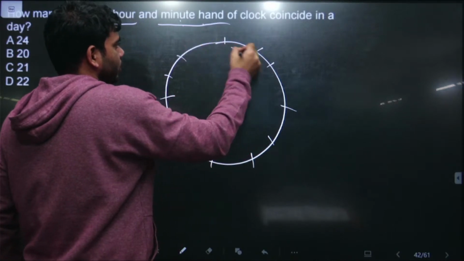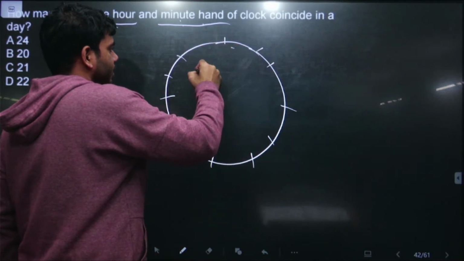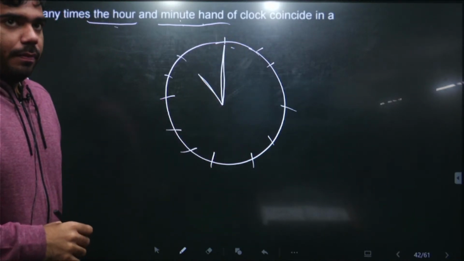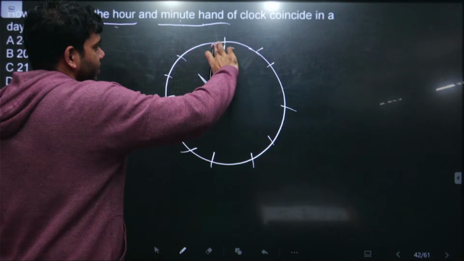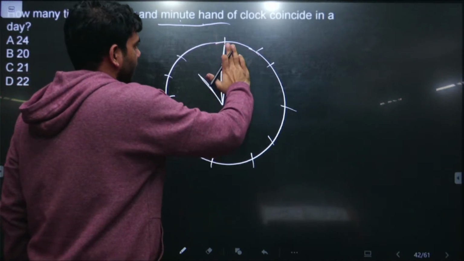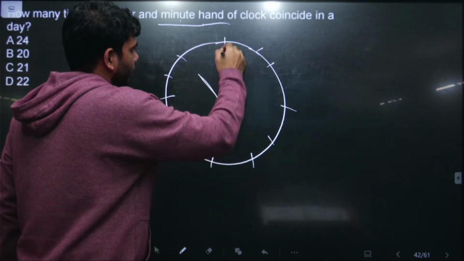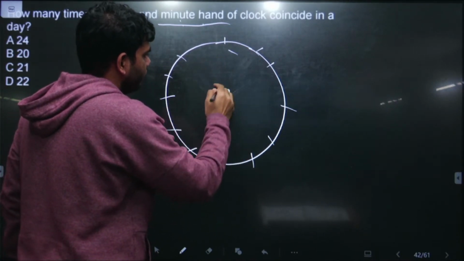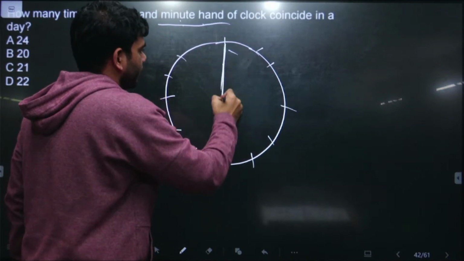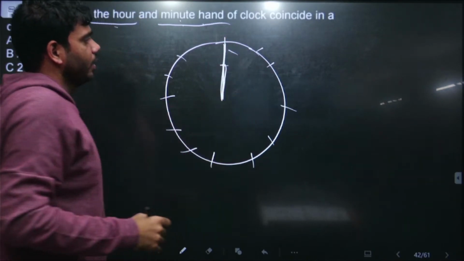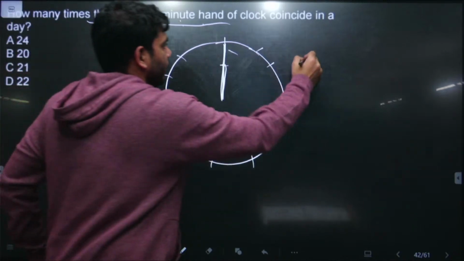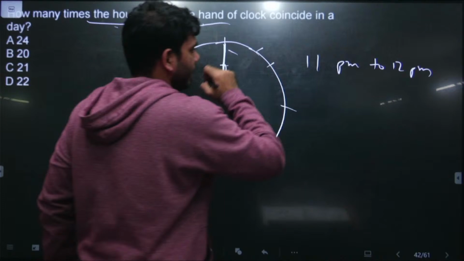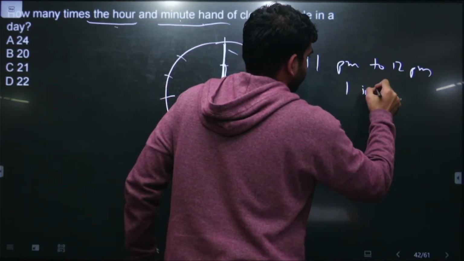So everything is good from 1 to 11. So let's imagine now we are at 11 PM. After this 11 PM, what will happen? 11 से हम 12 पे गए. So this minute hand will move and come exactly to 12, and accordingly the hour hand also comes to 12. From 11 to 12, तो यहाँ पे एक बार इंटरसेक्शन हुआ, one intersection.